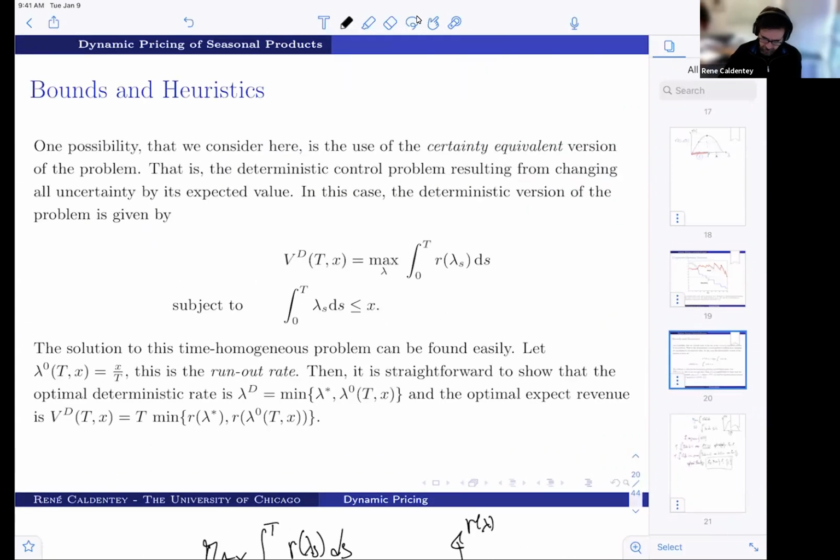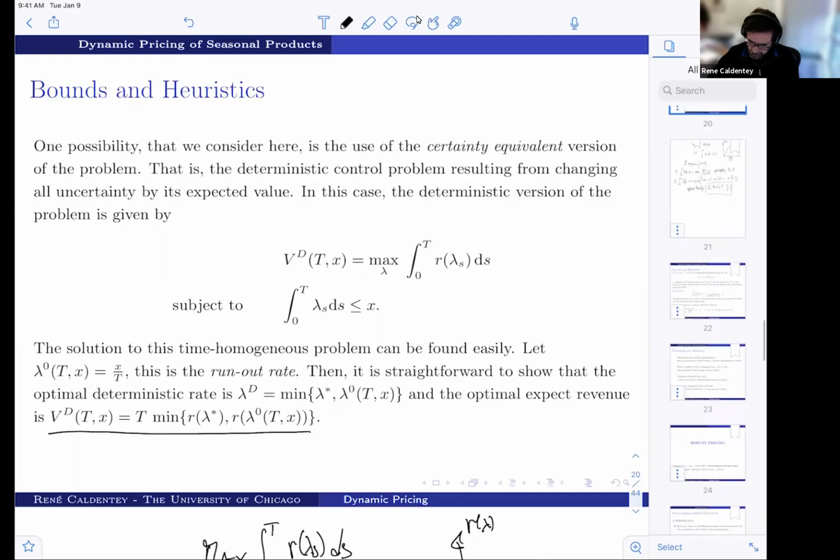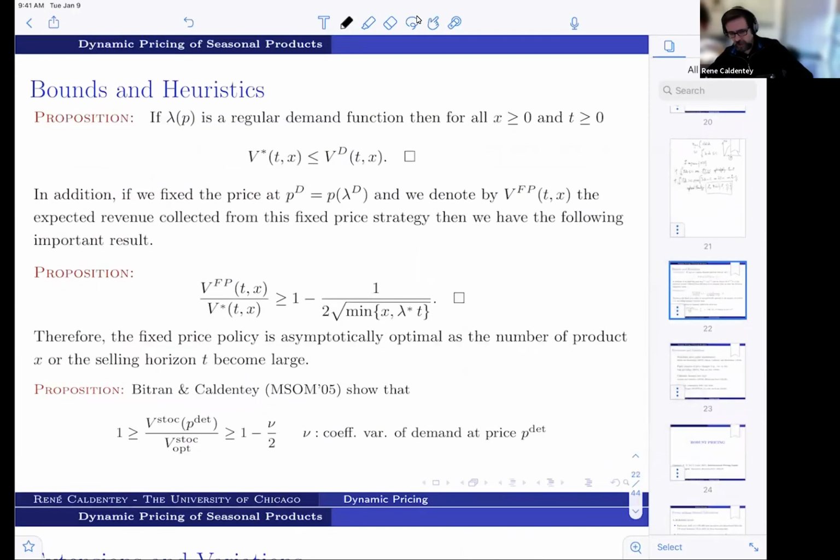All right, so that's precisely what we have, and then you can compute the corresponding revenue attached to that policy. Once you plug in that solution, you can compute this, which I'm going to call V^D, D for deterministic. So this is just a benchmark. It's something you can use because it's easy to solve, and it takes the spirit of what we were discussing last week, which is trying to remove the uncertainty and look at the fluid version.